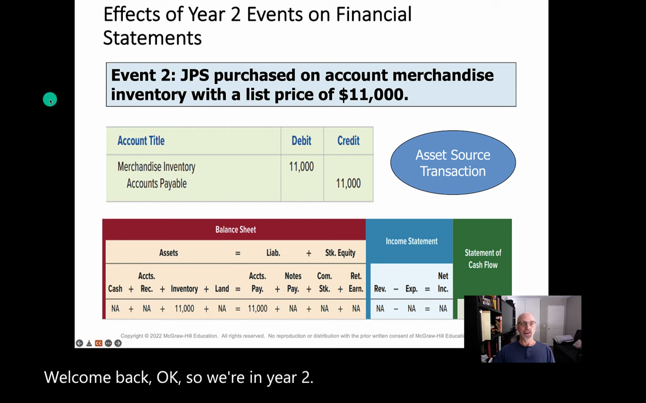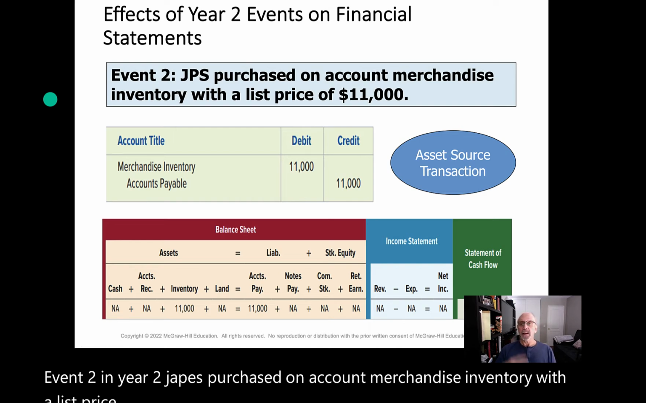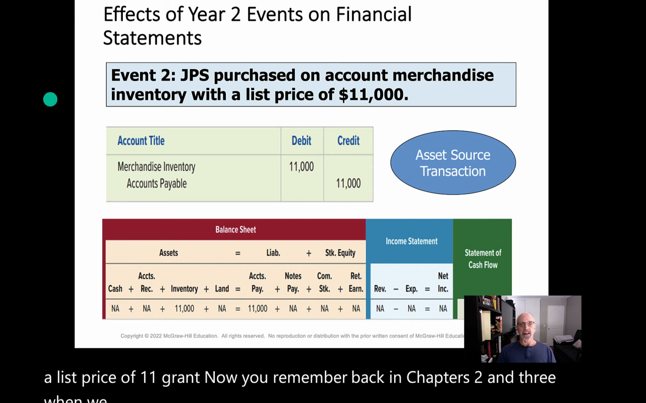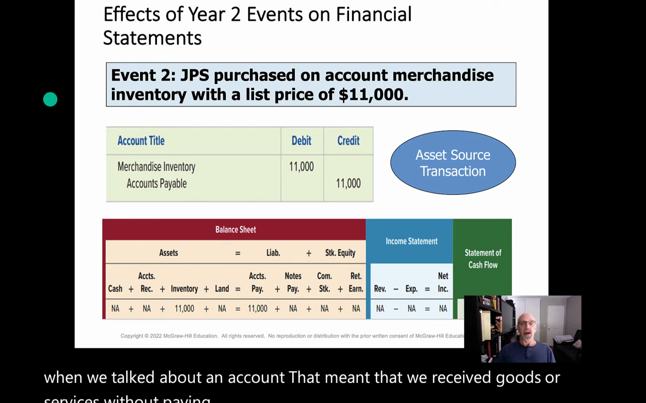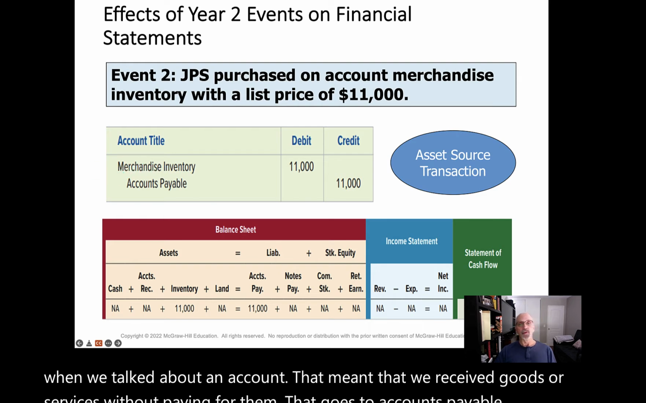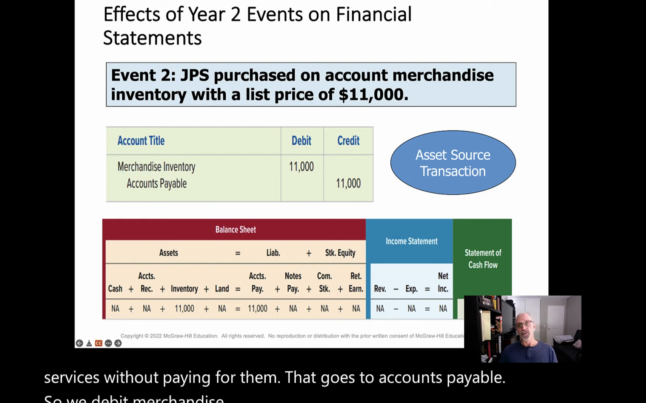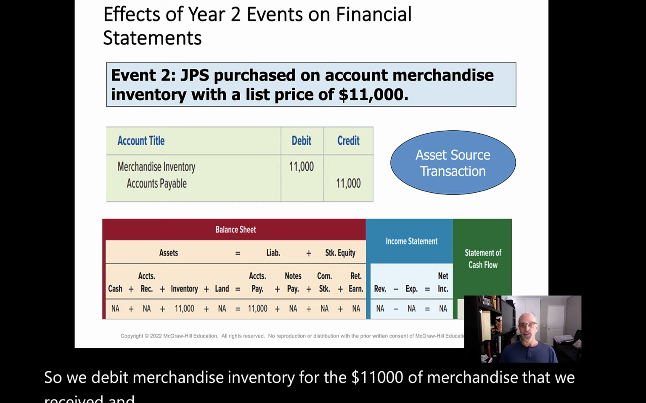Event number two in year two, JPS purchased on account merchandise inventory with a list price of 11 grand. Now you remember back in chapters 2 and 3, when we talked about on account, that meant that we received goods or services without paying for them. That goes to accounts payable. So we debit merchandise inventory for the $11,000 of merchandise that we received, and we credit accounts payable because we haven't paid for it yet.